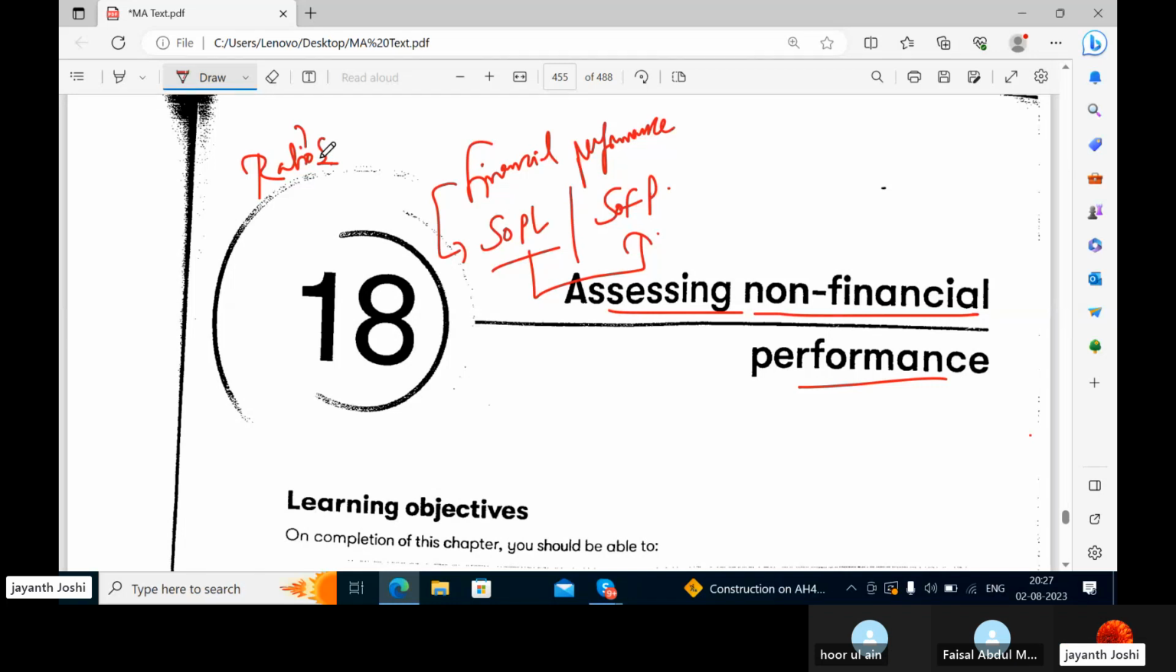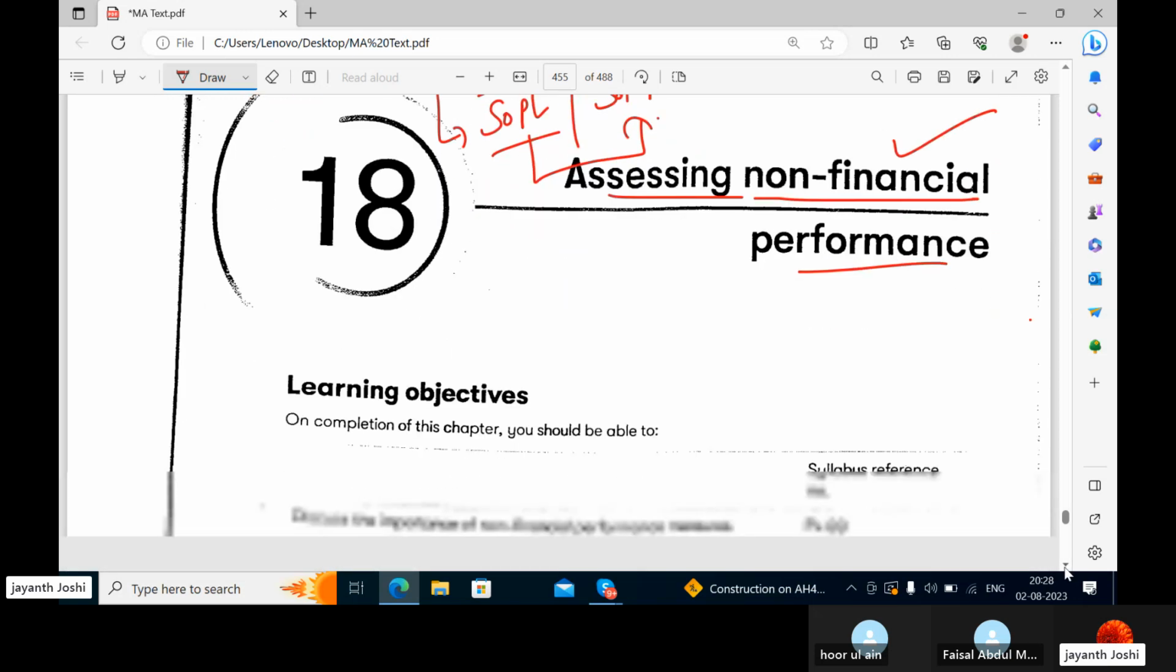But our agenda today is not to discuss the financial performance. It is the opposite of this, the non-financial performance, which is also something of high importance, and we will be seeing what we are going to study regarding the non-financial performance and why it is so important in today's scenario or today's world.